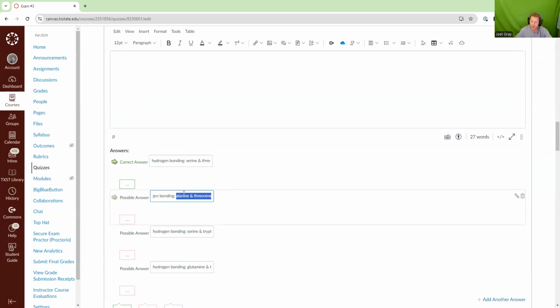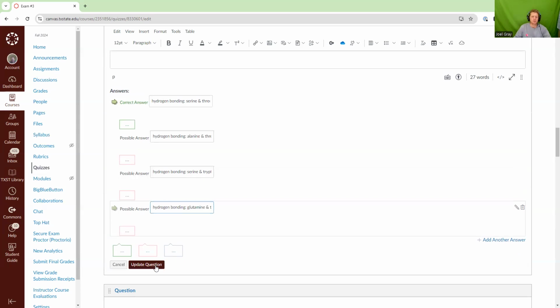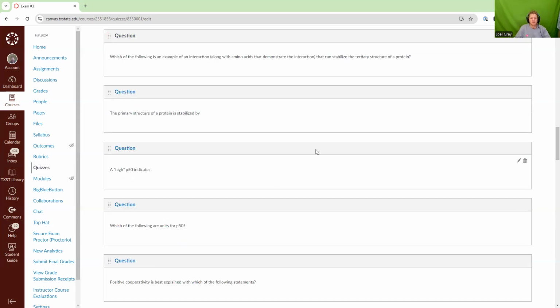Alanine and threonine are not going to participate in hydrogen bonding together. Serine and tryptophan, glutamine and tryptophan. Well, tryptophan's a nonpolar amino acid, so it's not going to hydrogen bond with anything, certainly not a serine or a glutamine. So I'm going to click update question because that one's good to go.